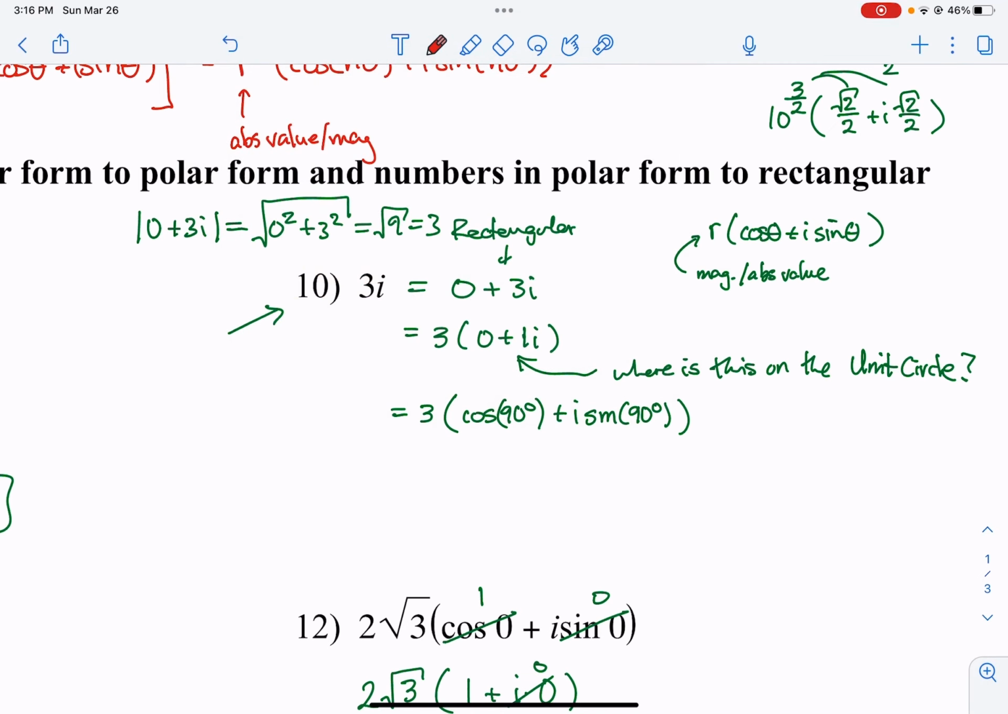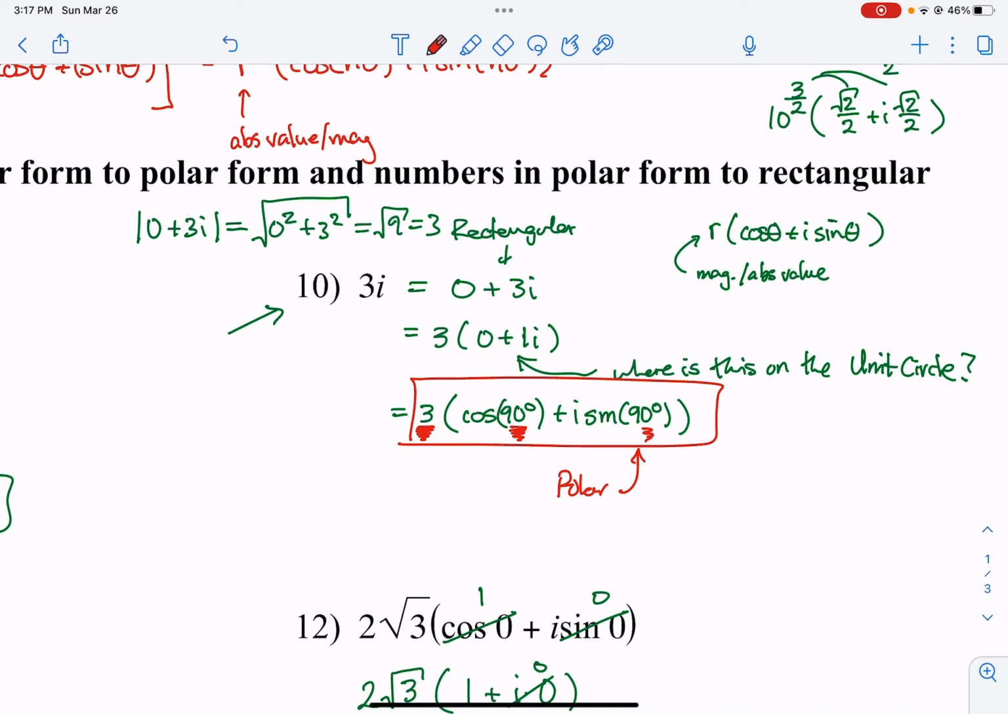And you can pretty easily double check this too. If you don't know if that's the right angle, well, what is cosine of 90? That's equal to 0. What is sine of 90? That's equal to 1. And that does in fact turn into what we have there. So that's an easy way you can double check your angle. It's just evaluate sine and cosine there. And this right here, look at what we have. This is the polar form. We have the absolute value in front, and then we have our angle that the complex number makes.